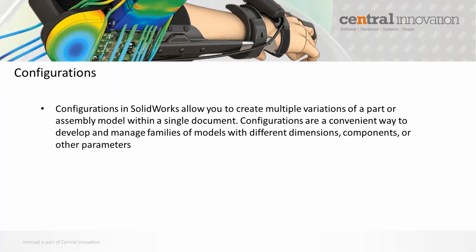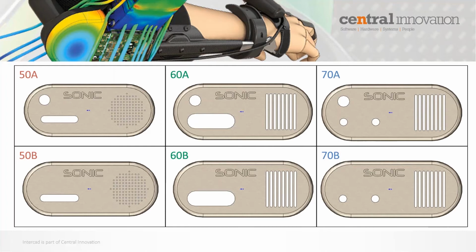So configurations is another very useful feature available in SolidWorks, which allows you to create multiple variations of a single part or an assembly within a single document without you having to create multiple files for it. So basically, this is a good example I've come across. It is a cover for a boombox. You notice that there are 6 variations of the same part with different features and sometimes different feature sizes. And you don't have to create 6 different files to come up with this design. You can create all the variations within the same part document itself.